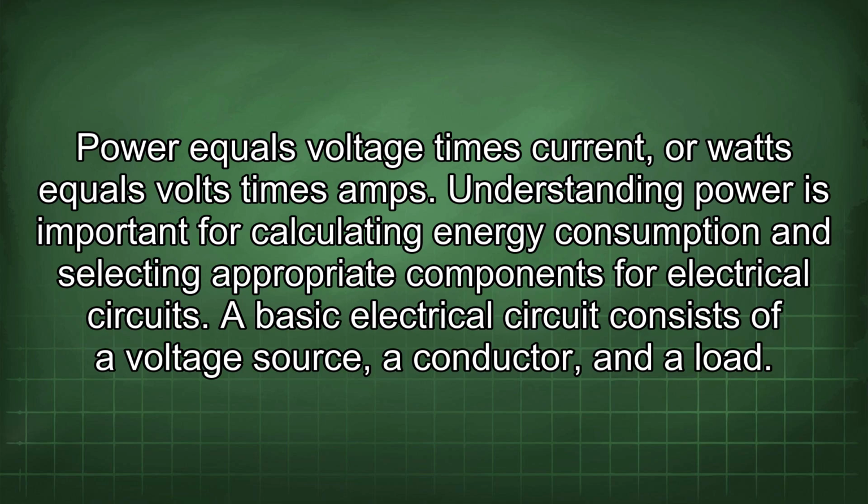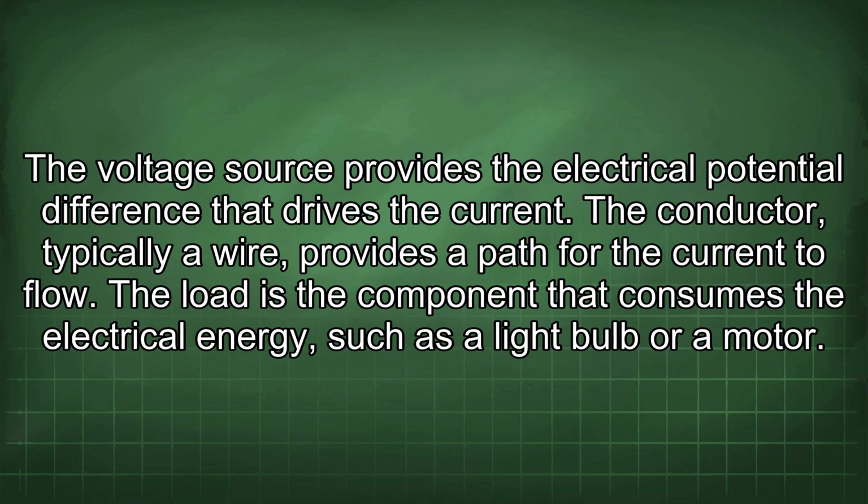A basic electrical circuit consists of a voltage source, a conductor, and a load. The voltage source provides the electrical potential difference that drives the current. The conductor, typically a wire, provides a path for the current to flow. The load is the component that consumes the electrical energy, such as a light bulb or a motor.